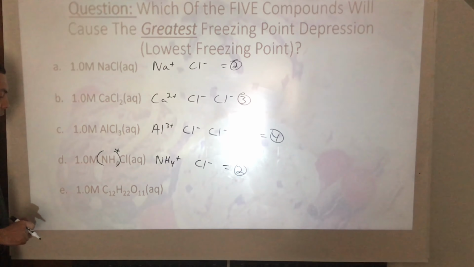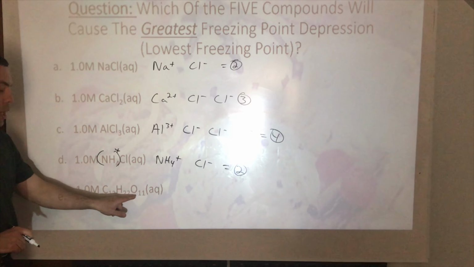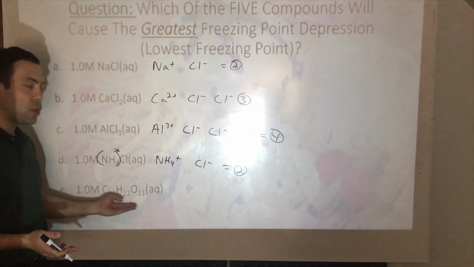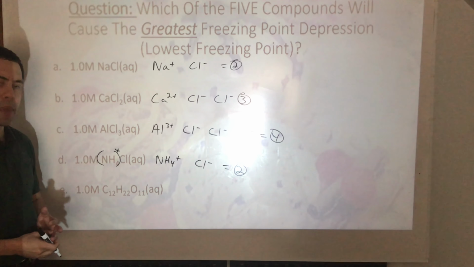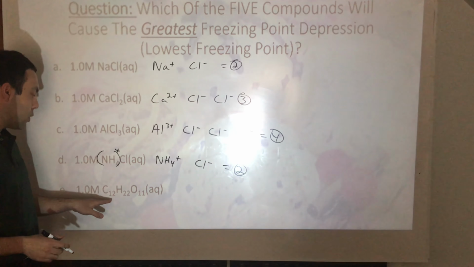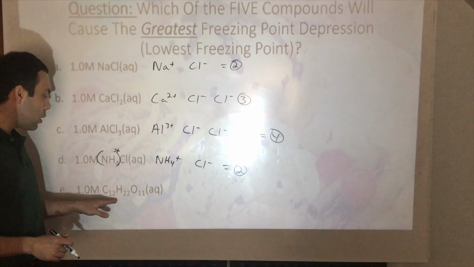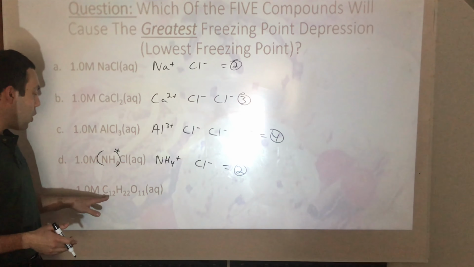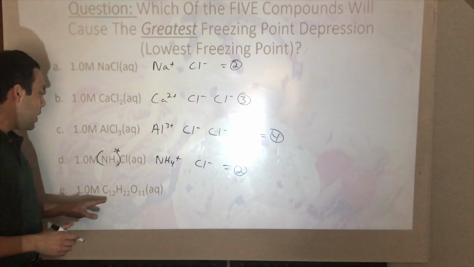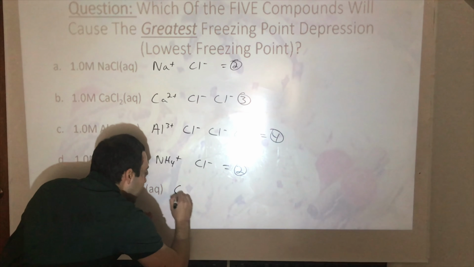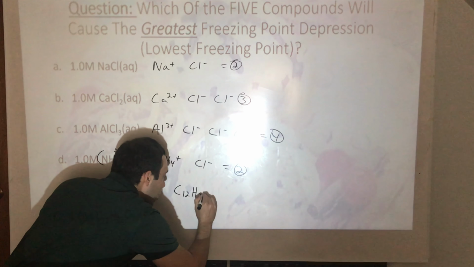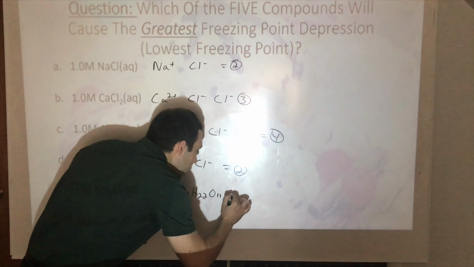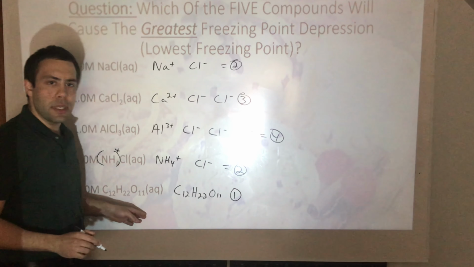Finally is choice E, C12H22O11. Hopefully that sounds familiar. That is sucrose, table sugar. Now, sucrose is a molecule. It's made of covalent bonds. So this does not dissociate. This stays intact as C12H22O11. So when it dissolves into water, it's only one substance.